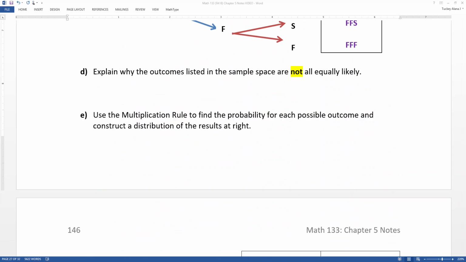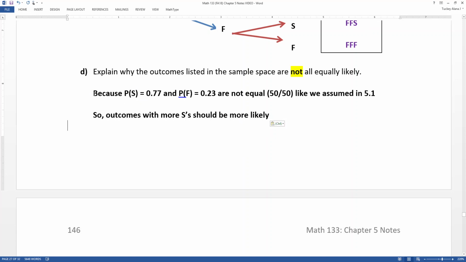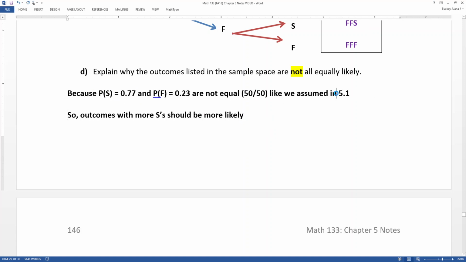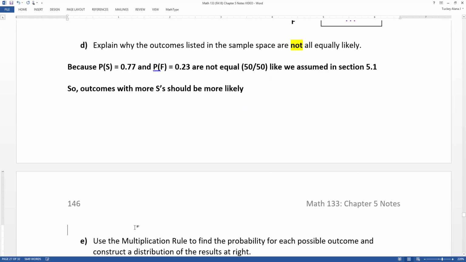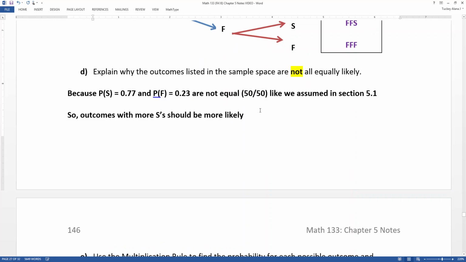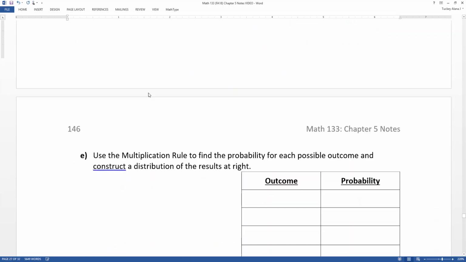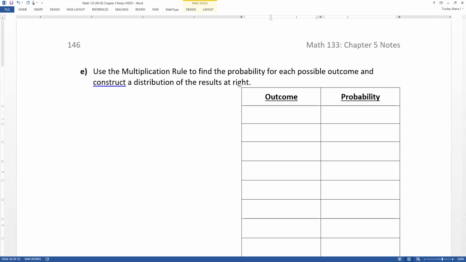All right, so the probability of success is 0.77, not 50-50 like we were assuming in section 5.1, right? So that means that successes should be more likely than failures, which makes sense because they're professional basketball players. All right, so then let's use the multiplication rule of counting to find all of those outcomes as probability. So we want to find the probability for every one of those outcomes. Okay, we can do that.